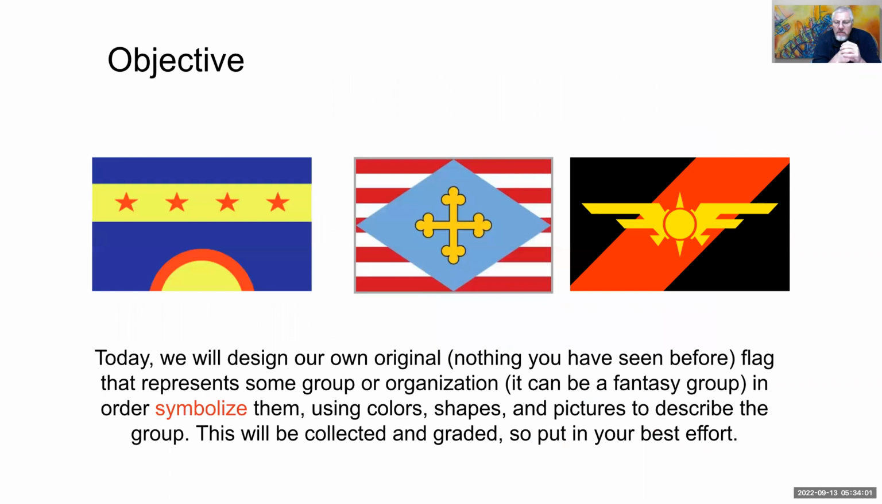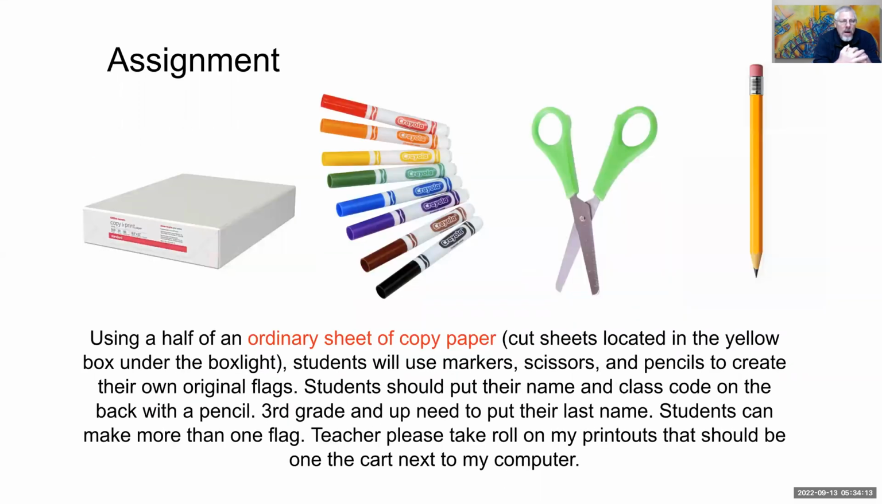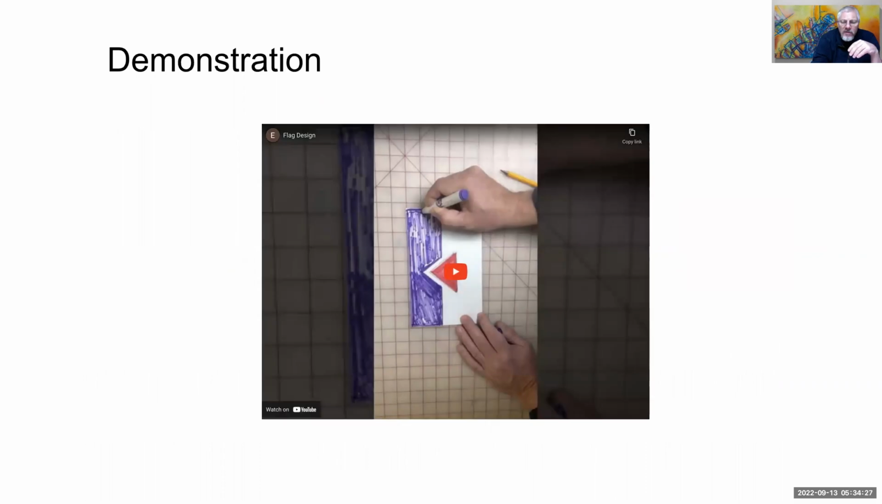So today, yes, you're making a flag. You're trying to make it symbolize. Think about your colors. Think about your pictures. What are you trying to symbolize? Think about the organization you're trying to create a flag for. You're going to use markers, the copy paper that's cut, scissors if you need to cut them further, and pencils to put your names on the back. Here's the demonstration.